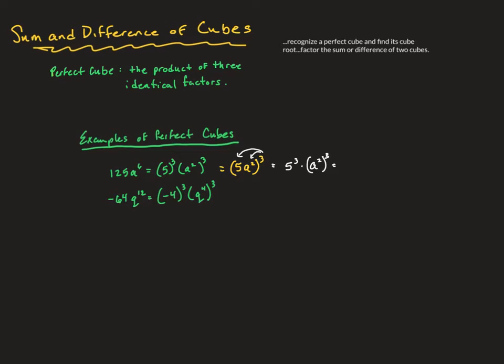And the same goes for this other example where I have negative 64 q to the 12th. Well, negative 64 is actually negative 4 cubed. Negative 4 times negative 4 is 16. Then 16 times negative 4 would give me that negative 64. And then here, q to the fourth, remember our exponent rules, a power raised to a power is going to be multiplication. So that would be q to the fourth times 3, which is q to the 12th. So when we rewrite that, we could write that as negative 4 q to the fourth, cubed. And that would be identifying a perfect cube.